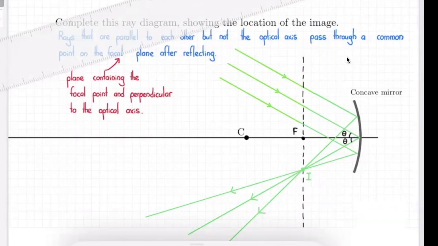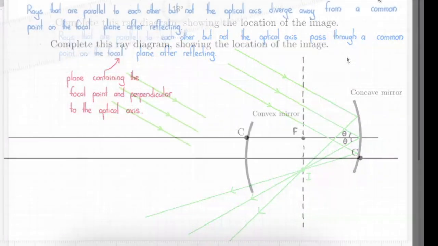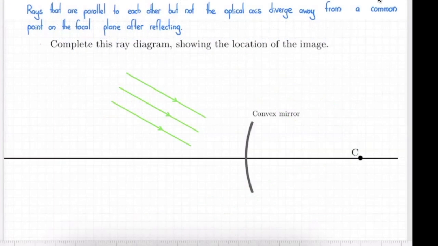And there we go. We've completed the ray diagram and located the image. Let's have a look at this scenario now, which is very similar to the one we just looked at, but instead of having a concave mirror, we have a convex mirror.